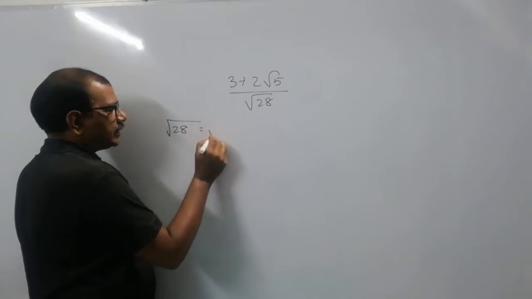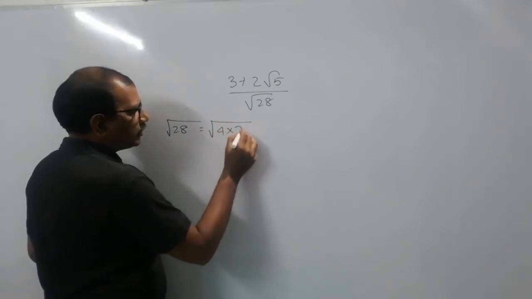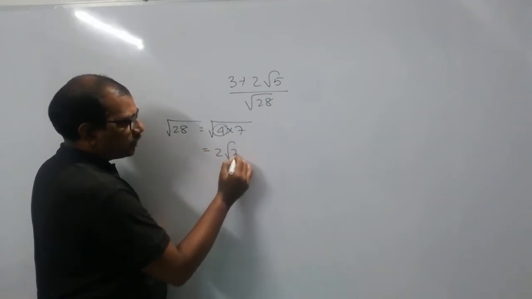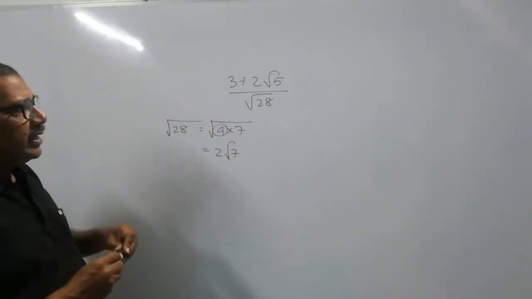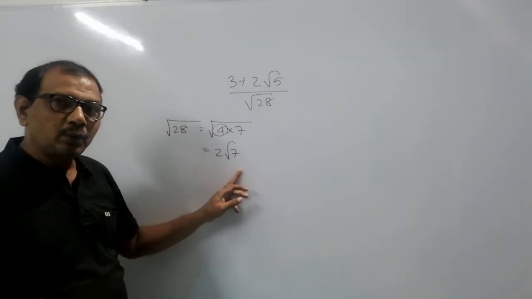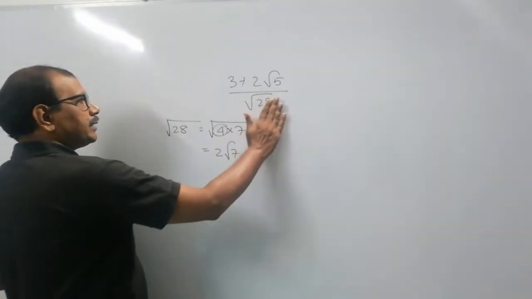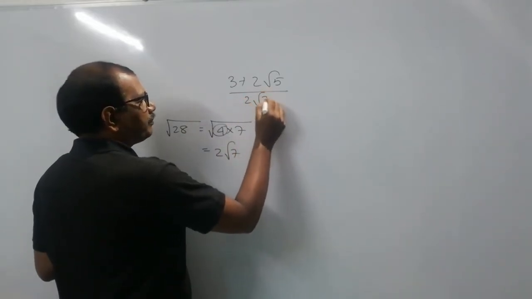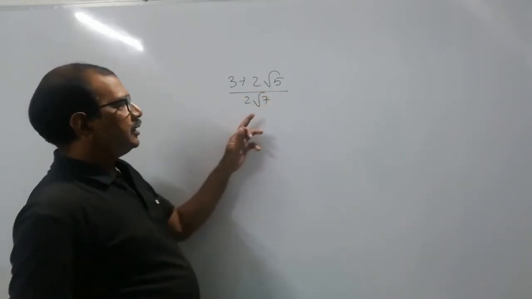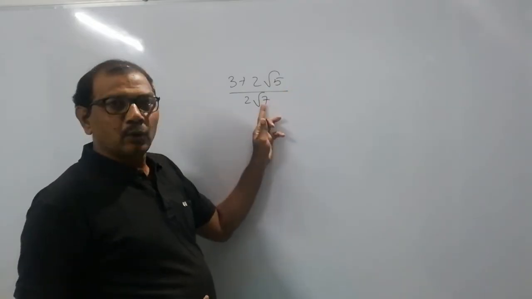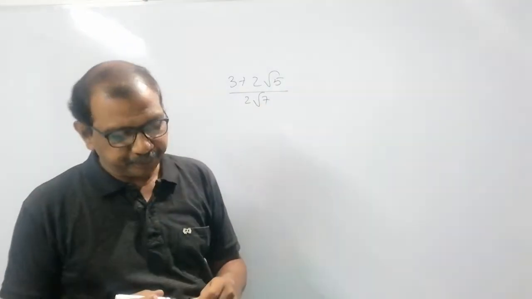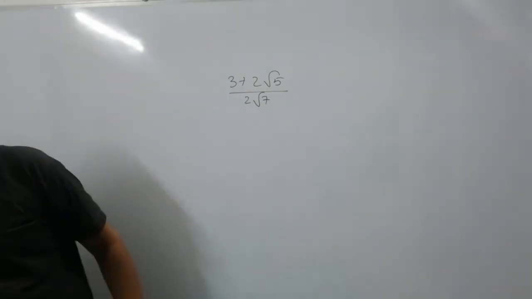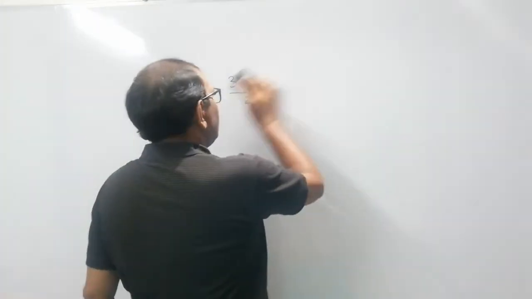we can write as root of 4 into 7. So square root of 4 is 2, so 2 root 7. So the root 28 is nothing but 2 root 7. So can I replace this root 28 by 2 root 7? Now it has become simple. I can multiply the numerator and denominator by root 7. Getting the point? And the usual procedure, we have to do it the same way as we did earlier.